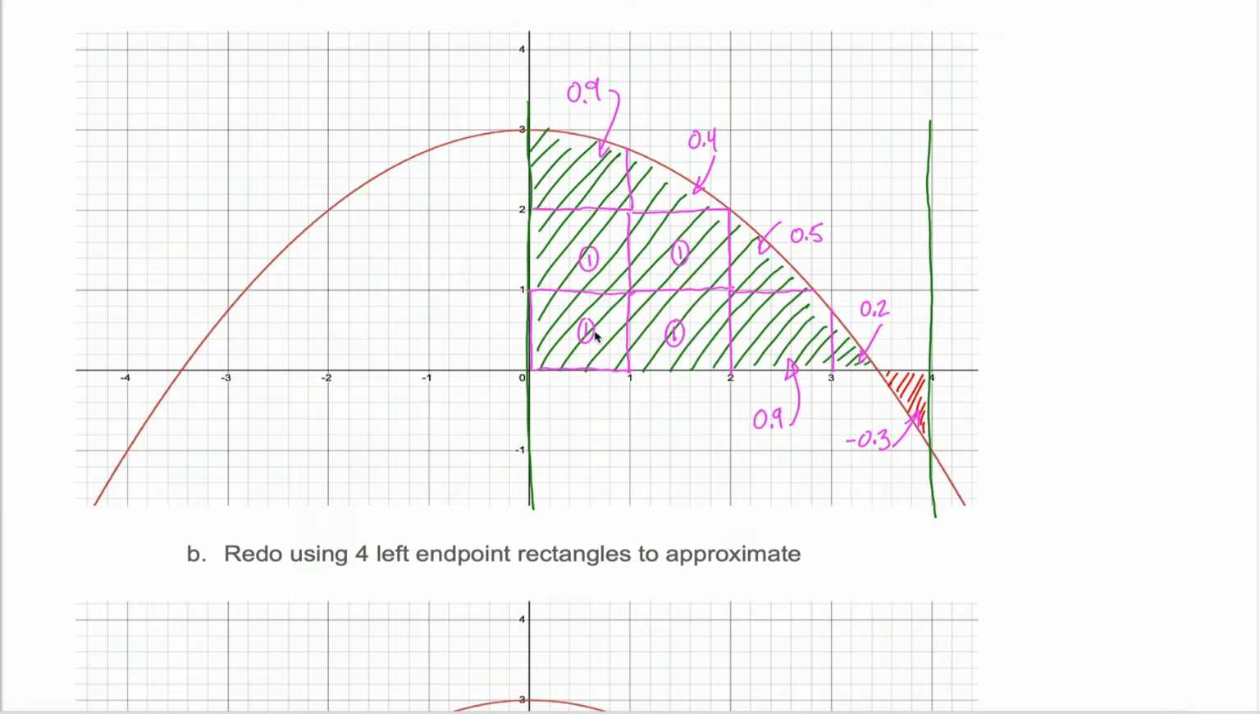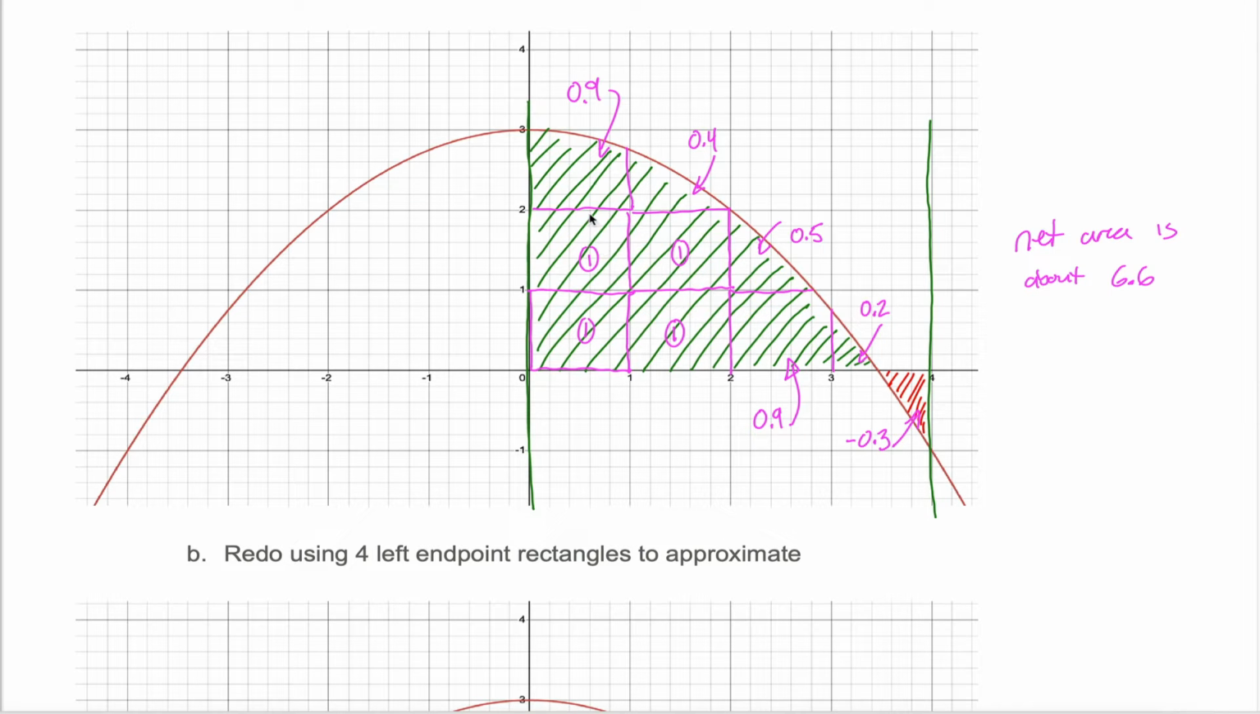Let's see, we got 1, 2, 3, 4, almost 5. This gets us up to 5.3, 5.8, 6.0. I think that worked out really nicely. Oh, but I think I skipped this 0.9. We're up to 6.9 maybe. And then if you subtract this 0.3, I believe the net area is roughly 6.6.